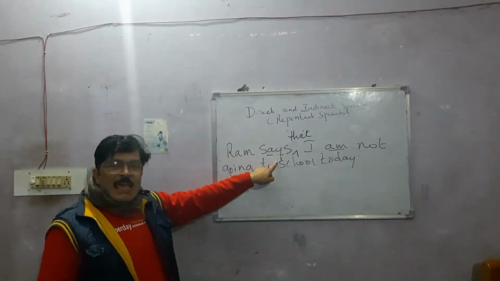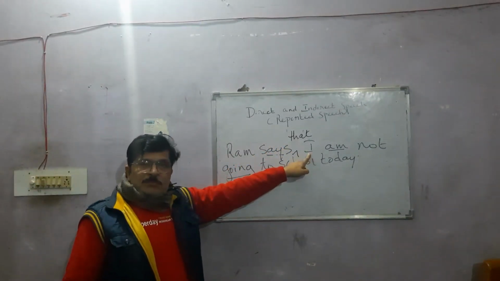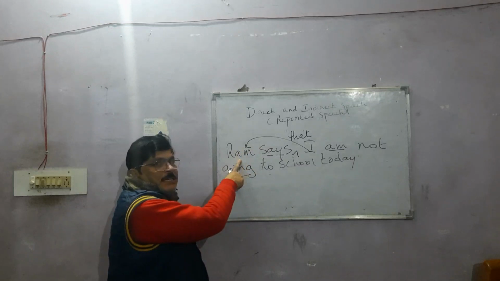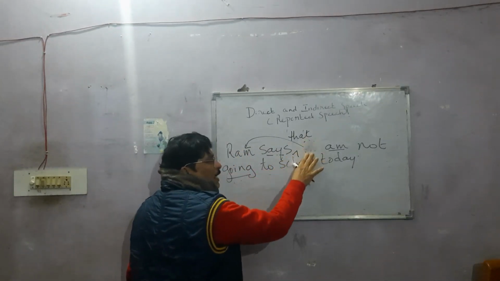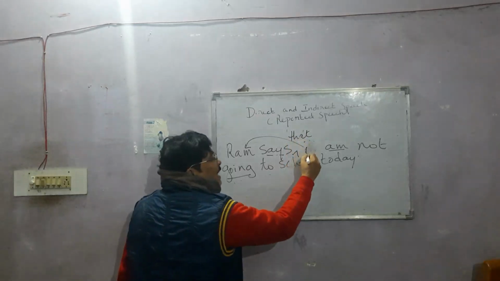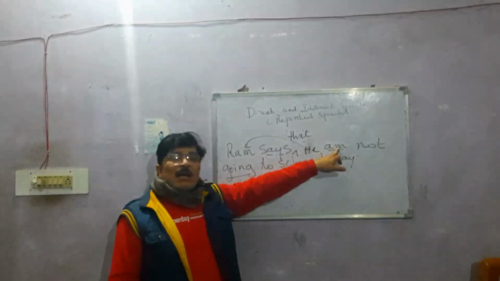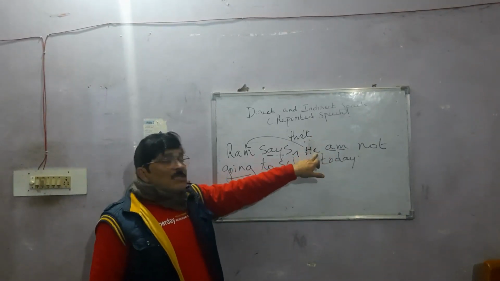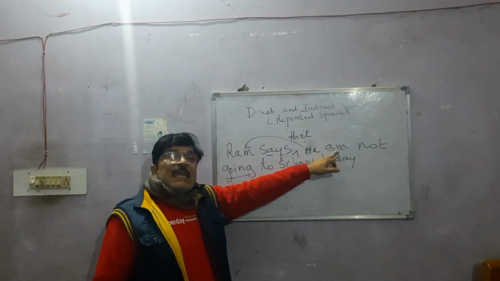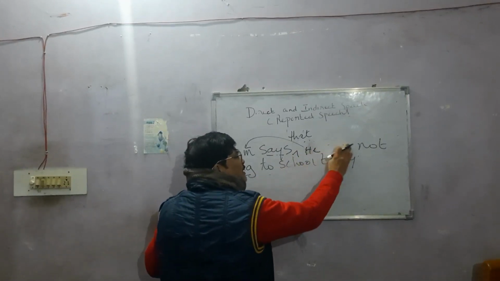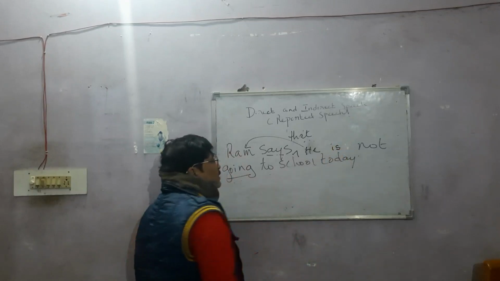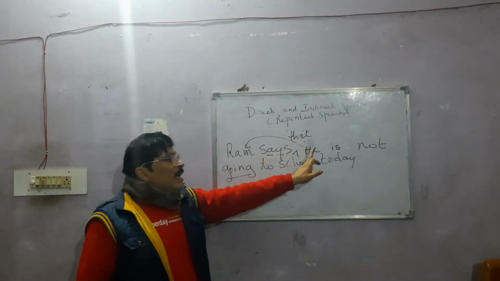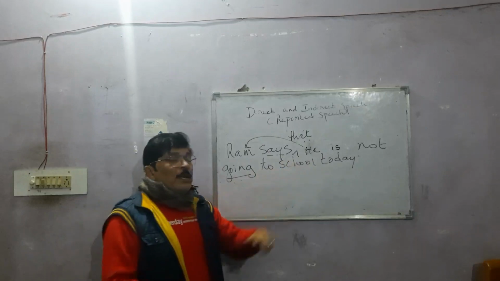See, Ram says that. Now the personal pronoun, the first person pronoun, will change according to the subject. So what will come in the place of I? Ram says that he. Now see, am always comes only with I. When I is replaced by he, you cannot write he am. So this will become same present tense but is. So what will be the answer? The answer will be Ram says that he is not going to school today.